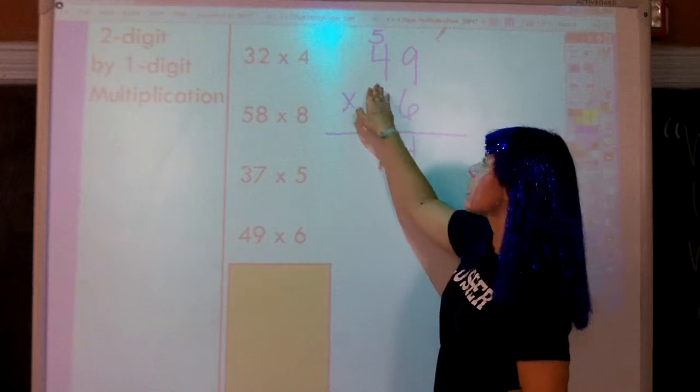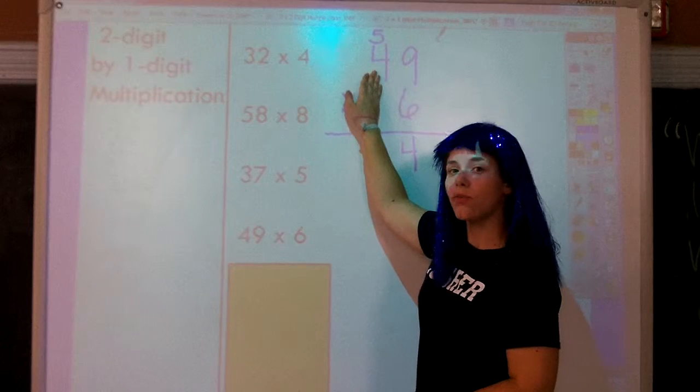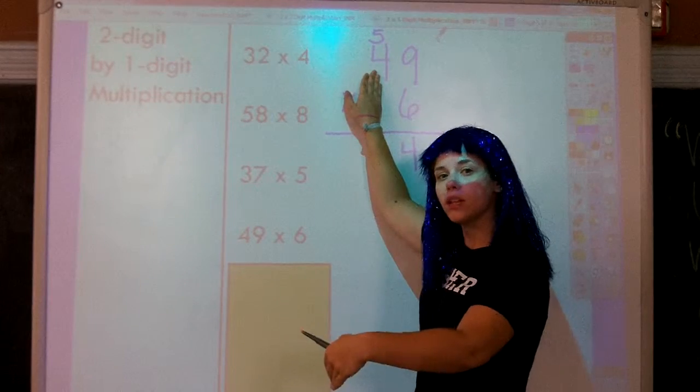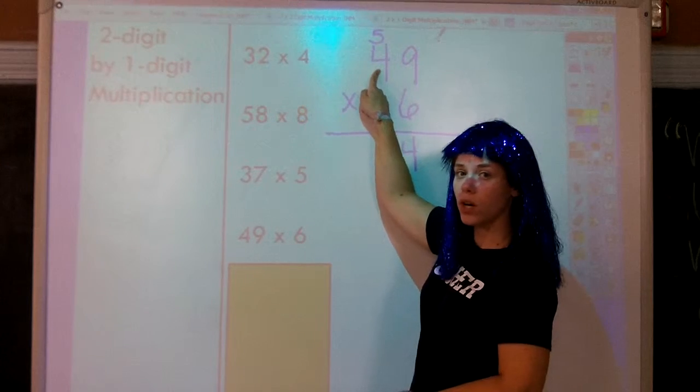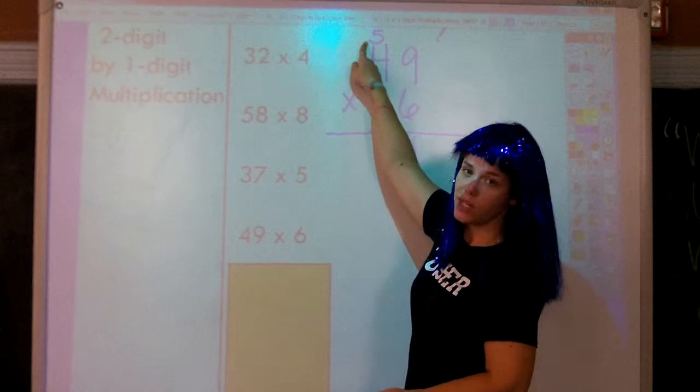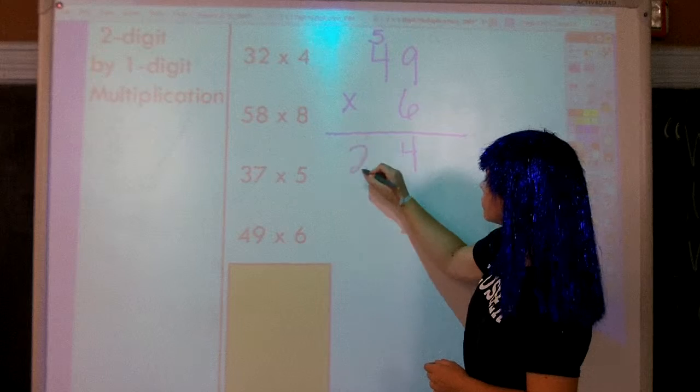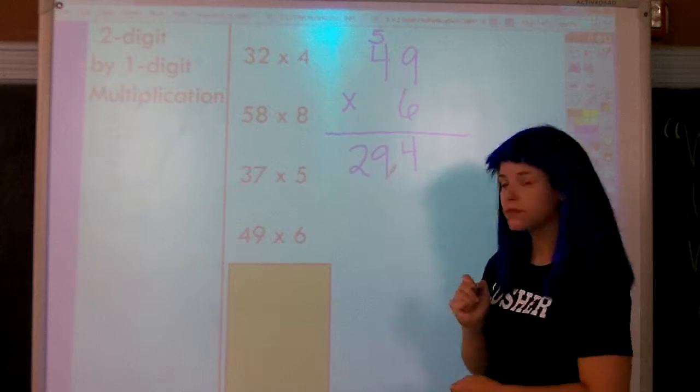Multiply out. 6 times 4 is 24. Then add to it the 10s that we regrouped. 6 times 4 is 24, plus 5 is 29. Now it's your turn.